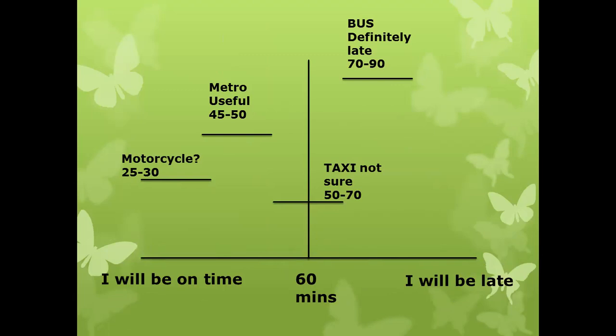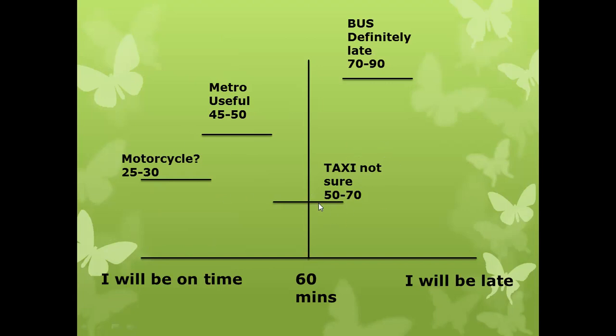So definitely I'll be late and I'll miss my plane. The underground takes 45 to 50 minutes, as we explained, and it can get me there on time. The motorcycle takes 25 to 30 minutes. Wow, it's fast. But there is something wrong with the motorcycle. I'll tell you later.